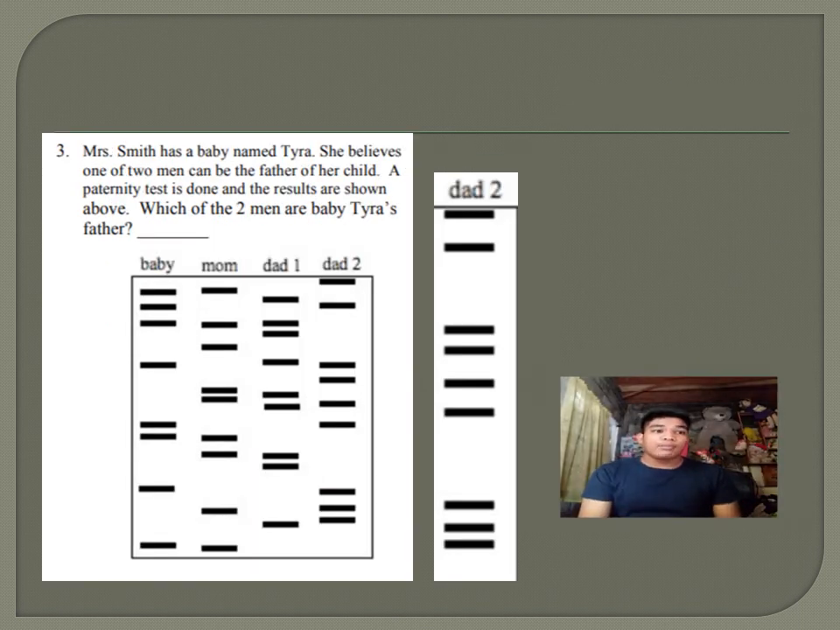Number 3. Mrs. Smith has a baby named Tyra. She believes one of two men can be the father of her child. A paternity test is done and the results are shown above. Which of the two men is baby Tyra's father? So my answer is dad number 2 because the baby and dad number 2 have the same profile, or they have the same grid lines.